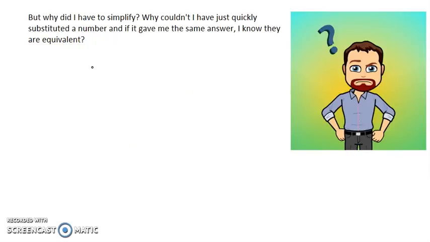Well, why did I have to simplify? You might ask that. Why couldn't I have just quickly substituted a number in, and if it gave me the same answer, I know they're equivalent? Well, the reason is because you haven't proven it's always true. You've proven it only in one specific case. So you need to simplify if you're trying to show that they are equivalent.